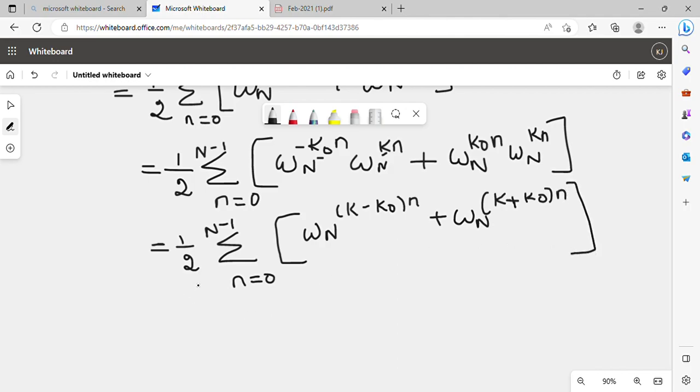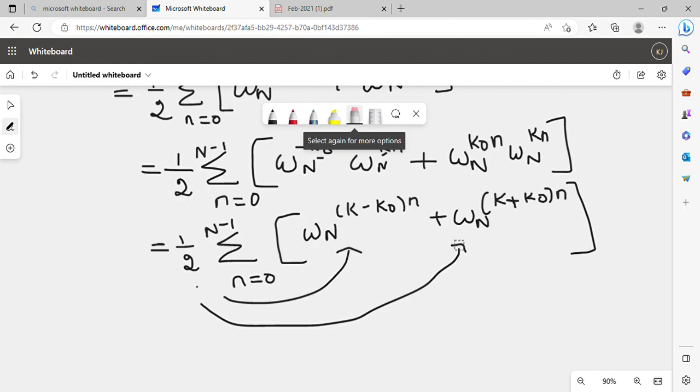Now I have to multiply this 1 by 2 into the summation from n equal to 0 to N minus 1 for this term as well as this term. If I multiply to both, what would I be getting? Just a minute, I'll write it over here itself.